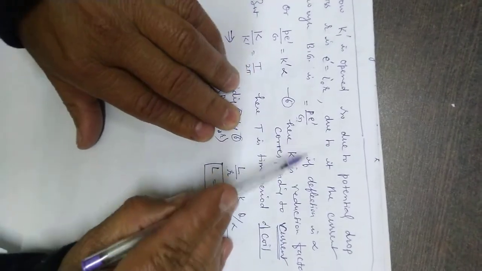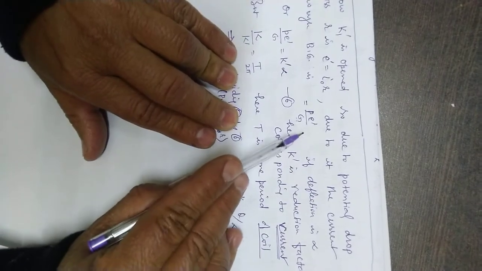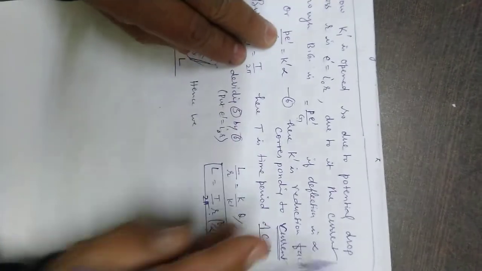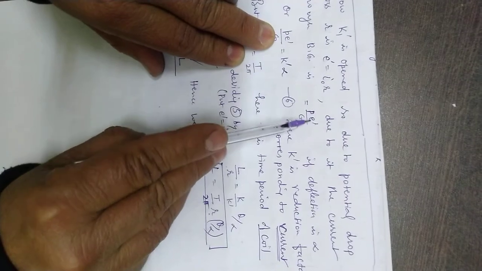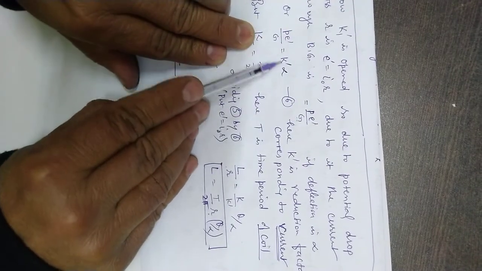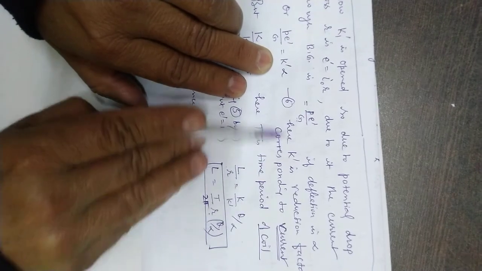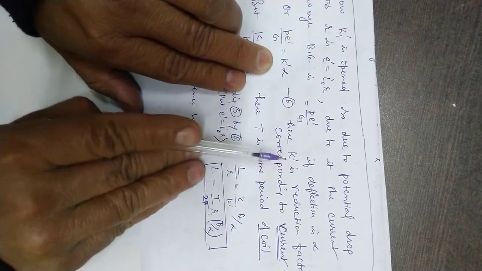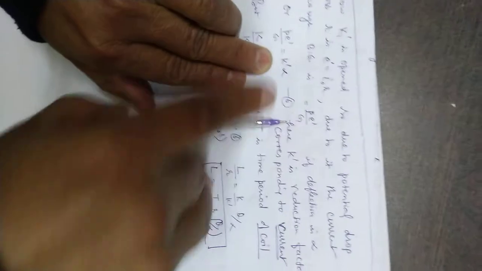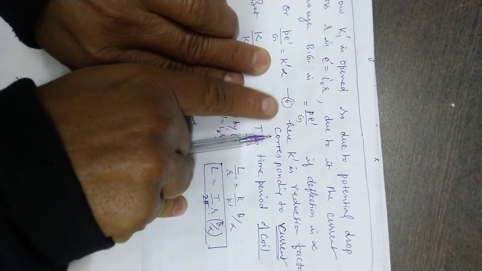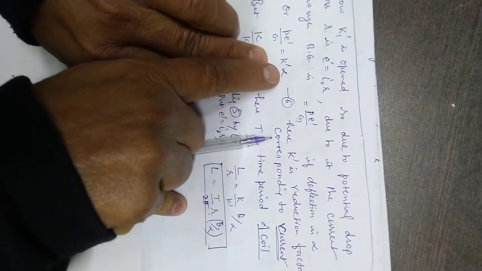If the deflection in the galvanometer in this case is alpha, then this current, that is P E'/G, is equal to K' alpha. Here K' is the reduction factor corresponding to current. Now see here the difference. This is what generally the students miss in the examination.